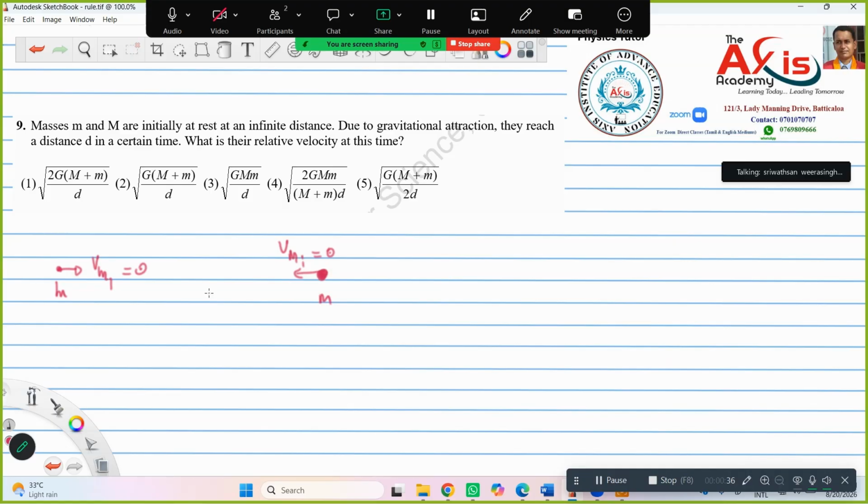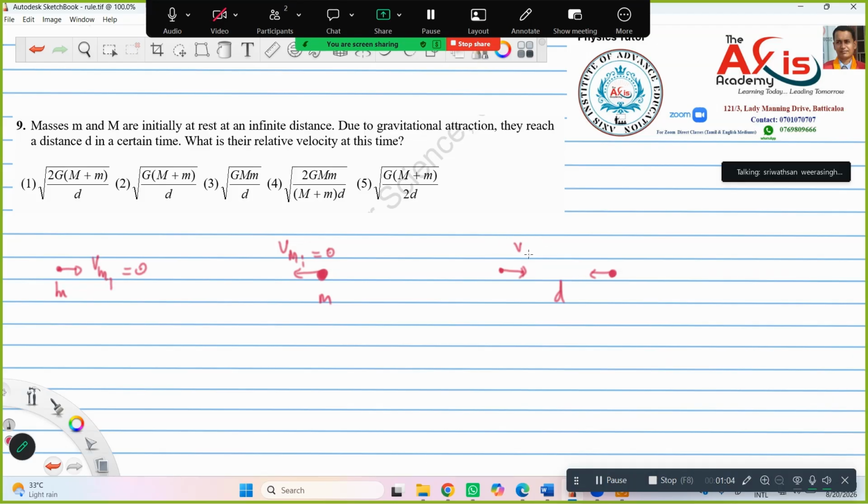That means gravitational potential energy is also zero because you know the formula: gravitational potential energy is minus G capital M small m over r. If the distance is infinity, that is also zero. Due to the gravitational attraction, they reach a distance d.